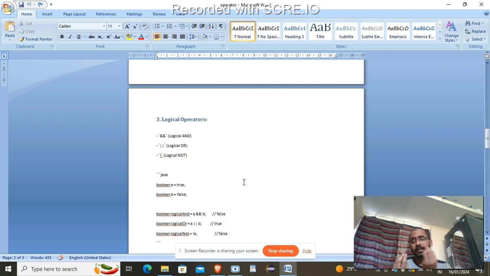If there is an AND operator, and one is false and one is true, then it shows the false value. If there is a logical OR operator, and one is false and one is true, then it shows true, because in logical OR, if one is true, then the whole expression is true.